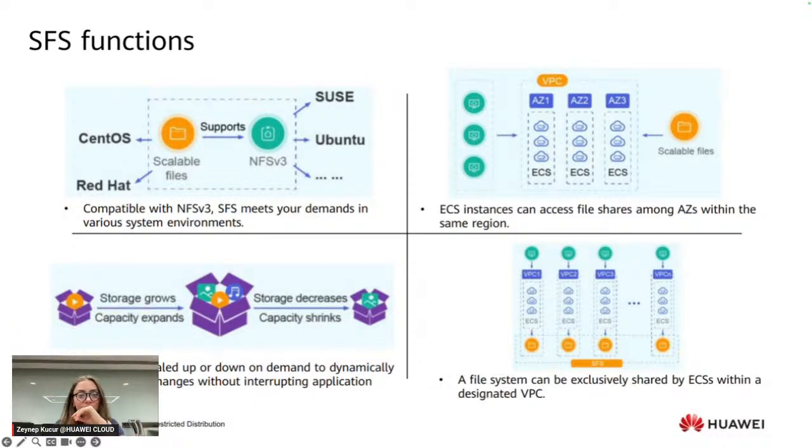So SFS has several key functions. It works in various system environments like CentOS, Red Hat, and Ubuntu. And ECS instances can access file shares across different AZs. And storage capacity can grow or shrink based on demands, and this allows for dynamic scaling without interrupting the services. Additionally, a file system can be exclusively shared by ECSs in a designated single VPC.